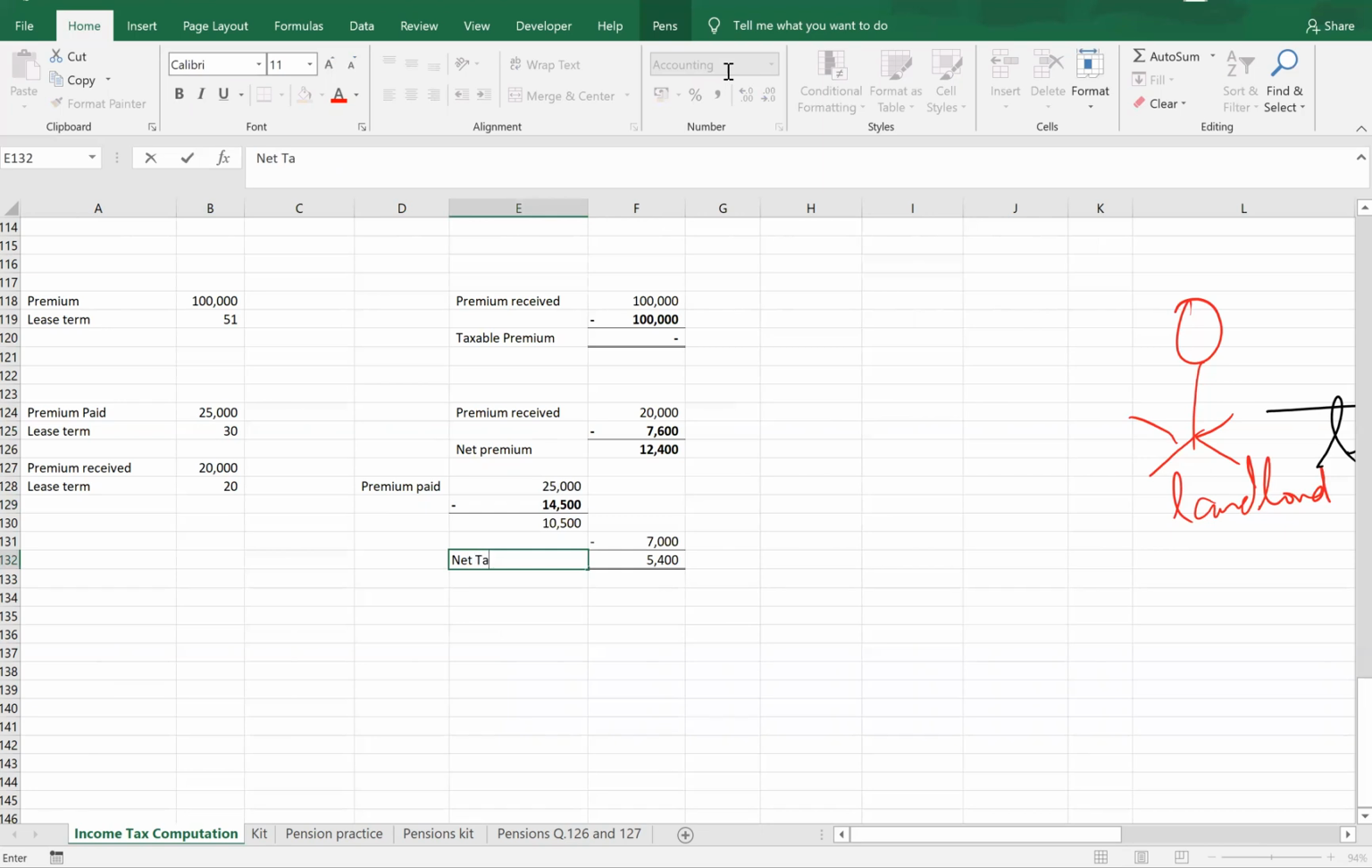And this becomes my net taxable premium. You guys get it? What if it's 7,000? How did you get 7,600? This multiplied by 20 divided by 30. All right. Now, net taxable premium of 5,400, right?